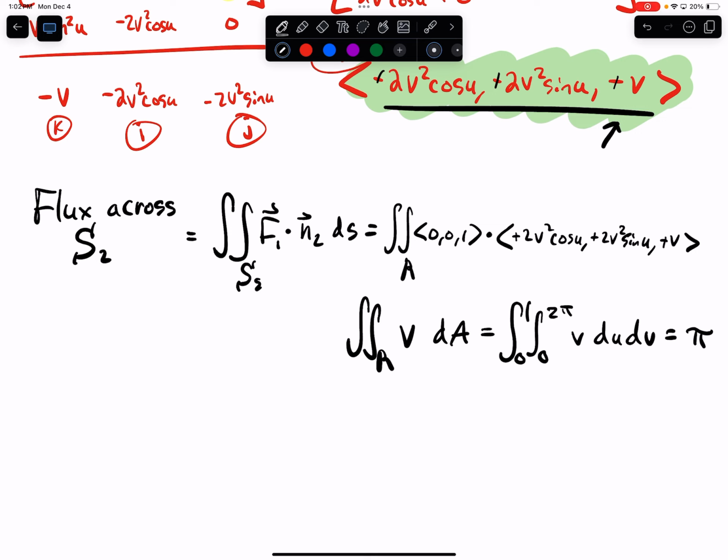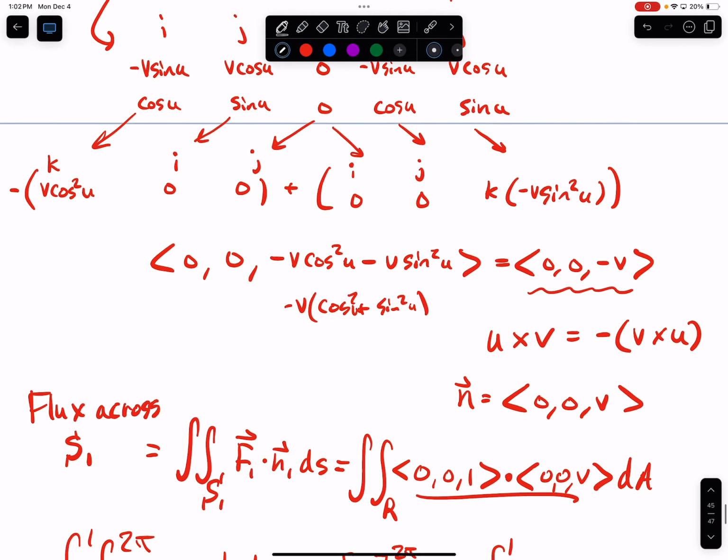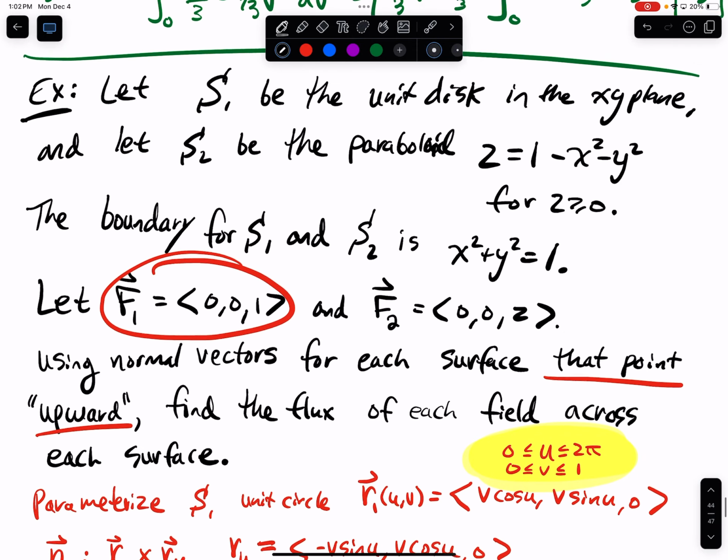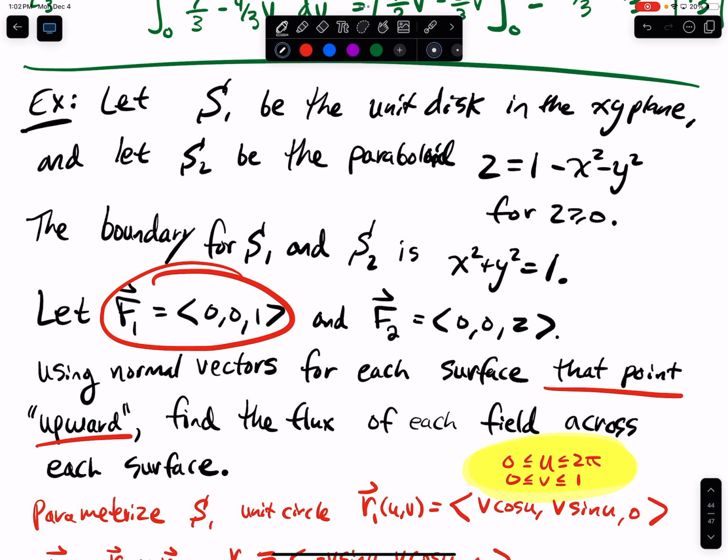Let F1 represent the flow of air, and let each surface represent a filter. Since F1 is constant, okay, what is F1? F1 is 0, 0, 1. No matter where we are, it's just going up at a unit 1. Since F1 is constant and moving straight up, it makes sense that all the air passing through S1 also passes through S2. Y'all follow this?